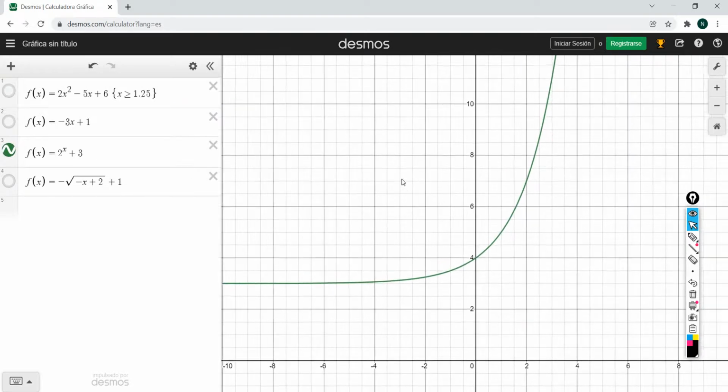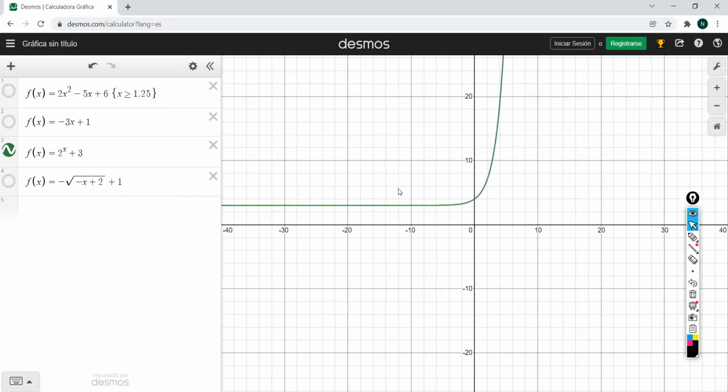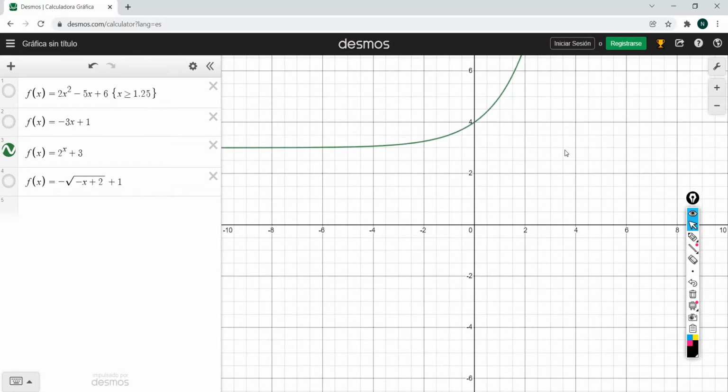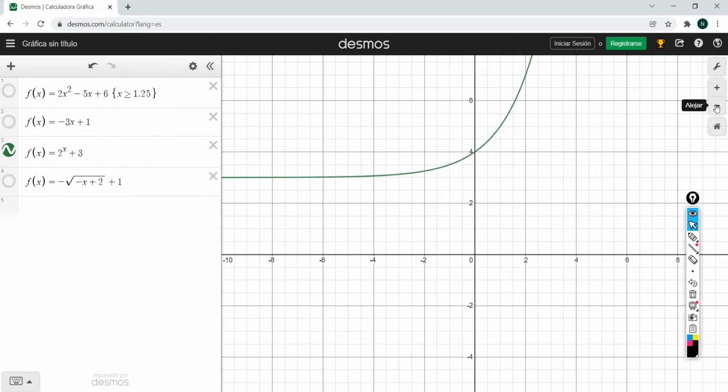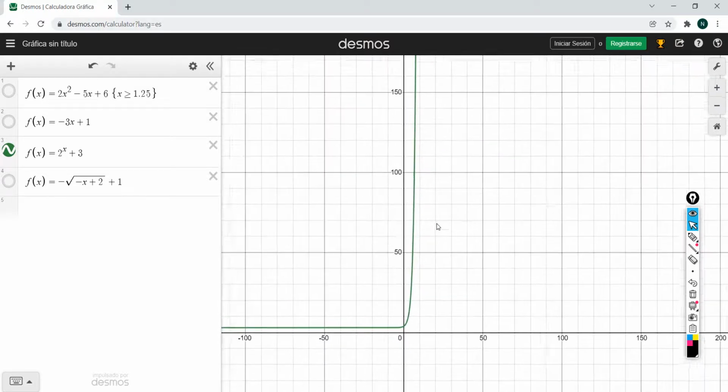What about this? Take a look at this. I'm going to zoom out. Is this a one-to-one function? Yes, it is. Okay. What seems to be the domain? Let me zoom out. The domain is going to be all the real numbers.